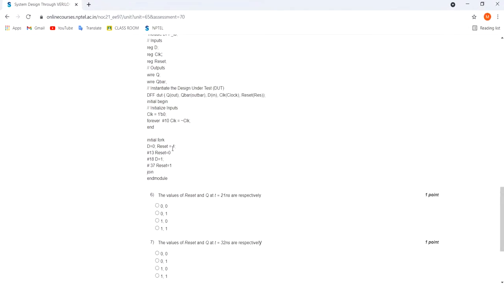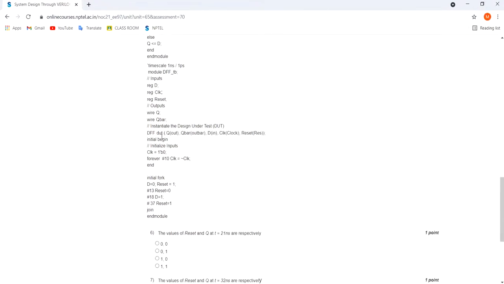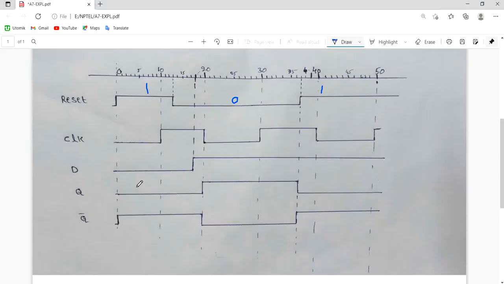So just see that regarding the clock, where is the clock? Here is the clock. Initially the clock is equal to 0 forever. For every 10 nanoseconds the clock will toggle. At t equals 0 the clock is low, at t equals 10 nanoseconds the clock is 1. After 10 nanoseconds the clock is 0. Like that the clock pulses are going here.